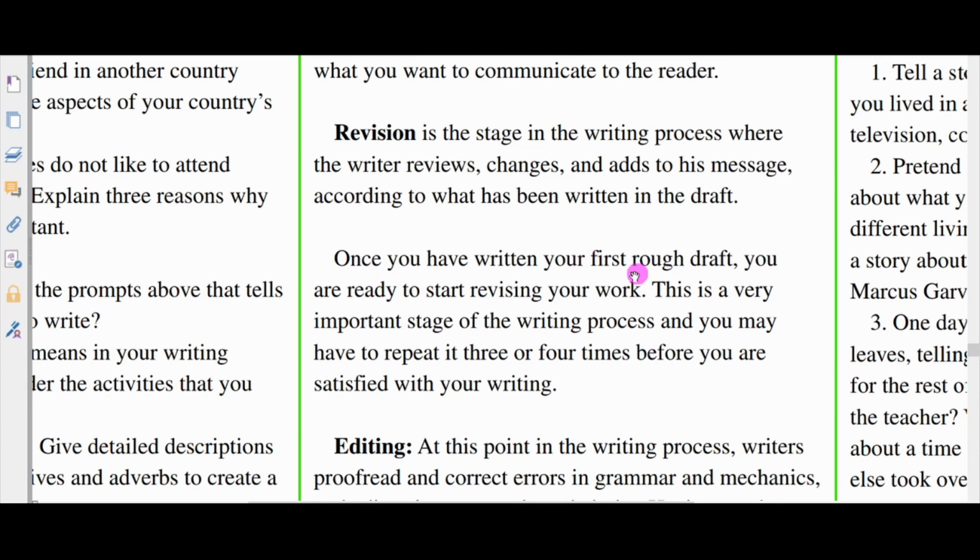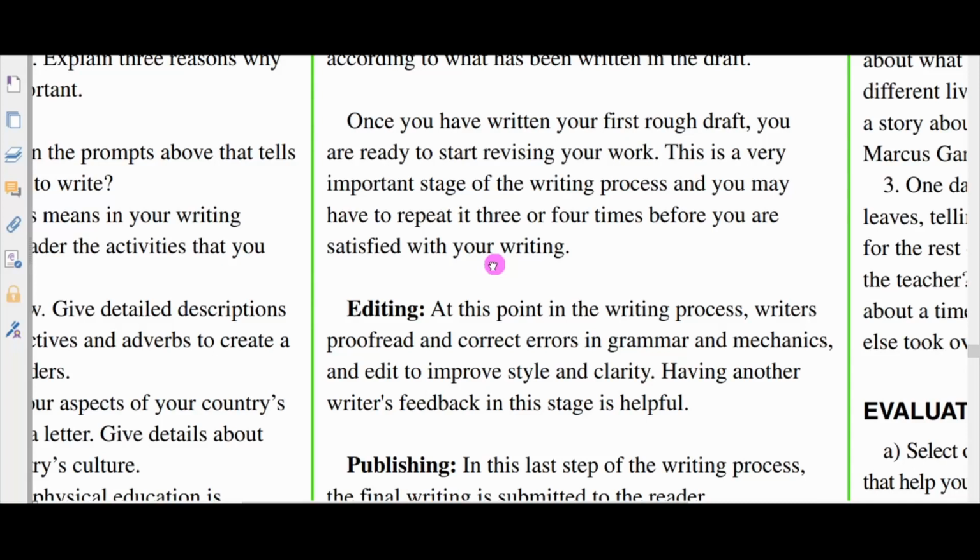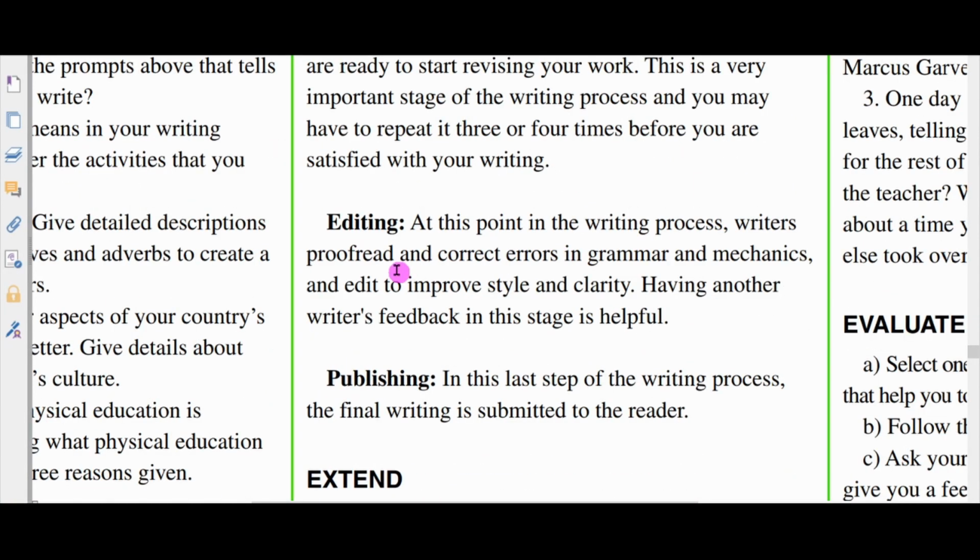Once you have written your first rough draft, you are ready to start revising your work. This is a very important stage of the writing process, and you may have to repeat it 3 or 4 times before you are satisfied with your writing. Editing. At this point in the writing process, writers proofread and correct errors in grammar and mechanics and edit to improve style and clarity.